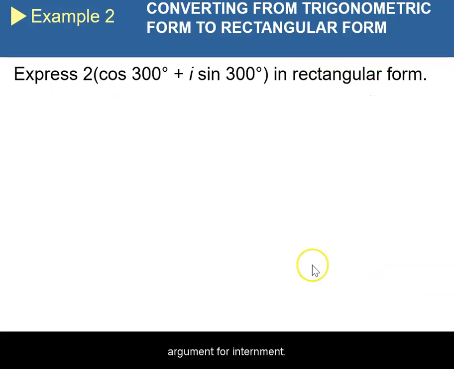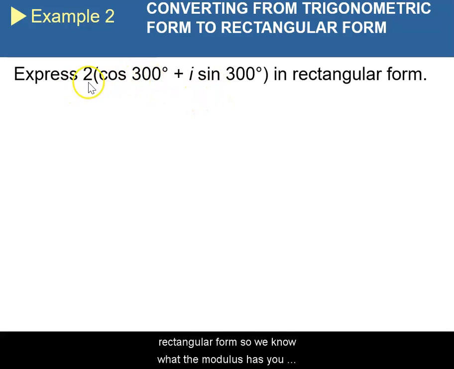Important to remember. And so for this example, we want to express 2 times cosine 300 degrees plus i sine 300 degrees in rectangular form. Okay, so we know what the modulus is. We know what the angle is, so we want to get this into a value of a and a value of b, right? So 2 sine 300 degrees is my b value, right? 2 cosine 300 degrees is my a value.